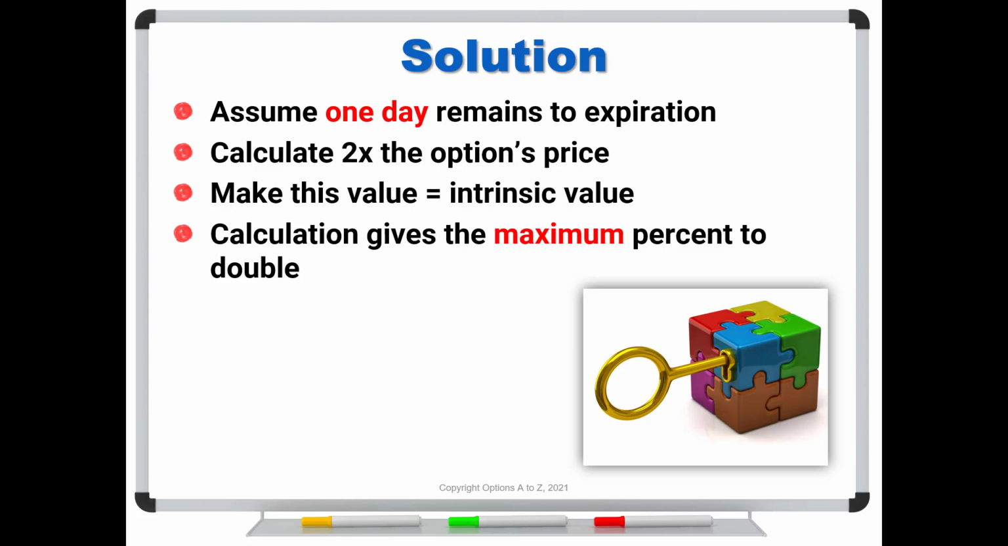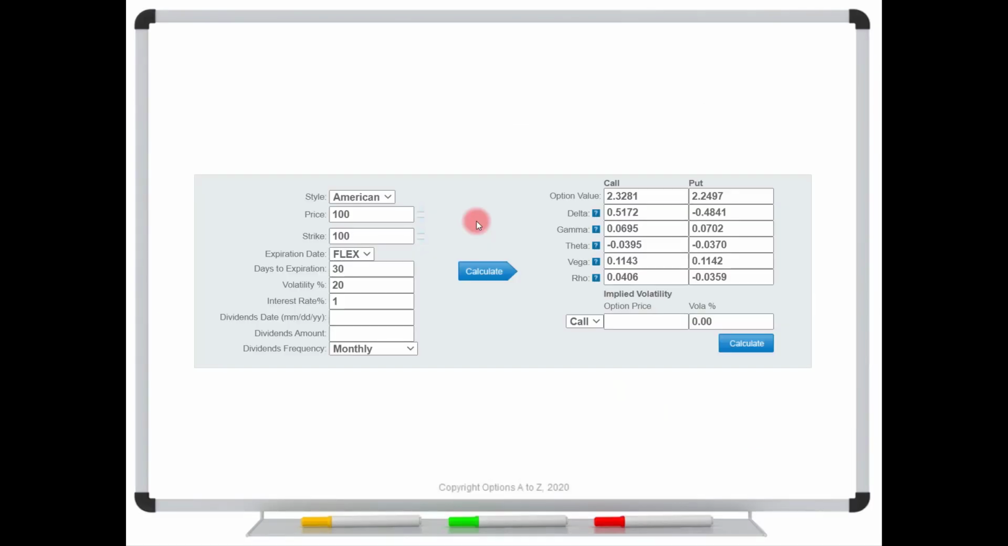So for example, let's go back over to the pricing model. Let's go back to the original example. Stock and strike at 100, 30 days to expiration, 20% volatility, 1% interest. And it shows us that the option's price right now is $2.32. Well, rather than trying to figure out the percentage increase the stock needs to move right now to double this option's price, I'm going to simply double it. I'm going to say this is $4 and let's call it 65 cents.